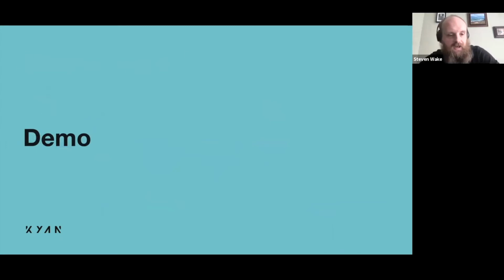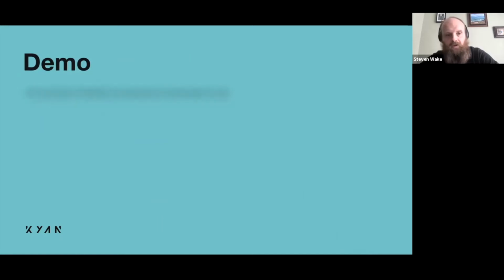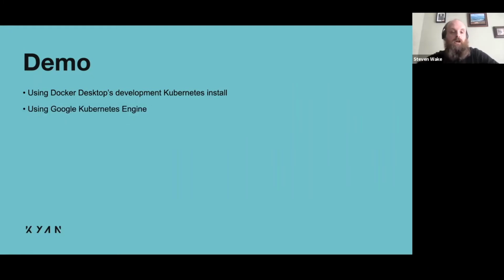So we have a quick demo, and this is hopefully going to go well. I've got two demos for you. I'm going to show you using Docker's local development environment and the Kubernetes install, and I will quickly show you a Google Kubernetes Engine example. Both are very similar. Please bear in mind that obviously these are not production ready. I've designed it in such a way to show some of the features of Kubernetes rather than the actual finished product itself.